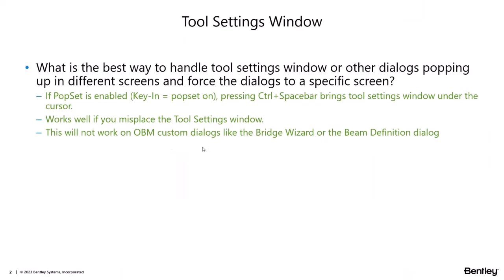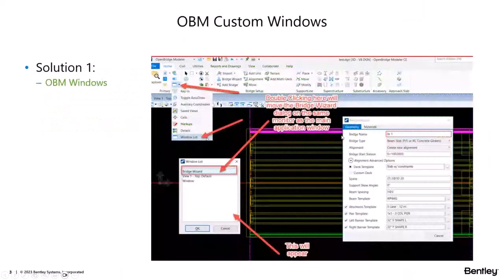But that doesn't really work with our OBM custom windows, like the Bridge Wizard or Beam Definition window. So for those OBM specific windows, you can go to this little drop down here on the Home tab, go down to Window List, and it will show you a list of all the windows that it knows are open on various screens. If you double click there, that'll give you the ability to move that Bridge Wizard to the same monitor as the main OpenBridge application window.